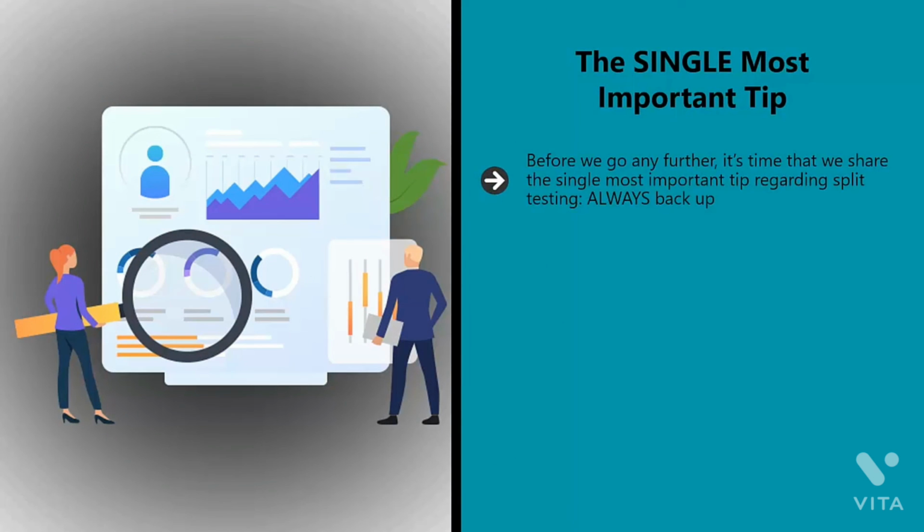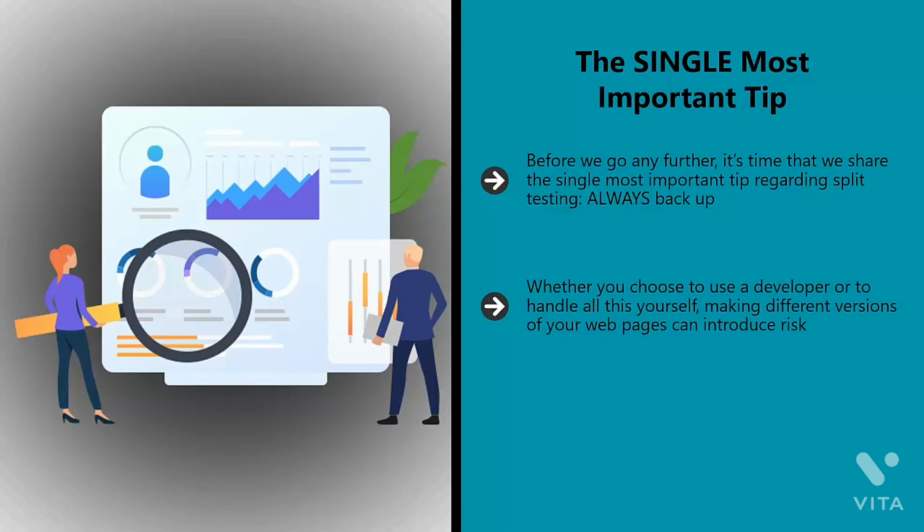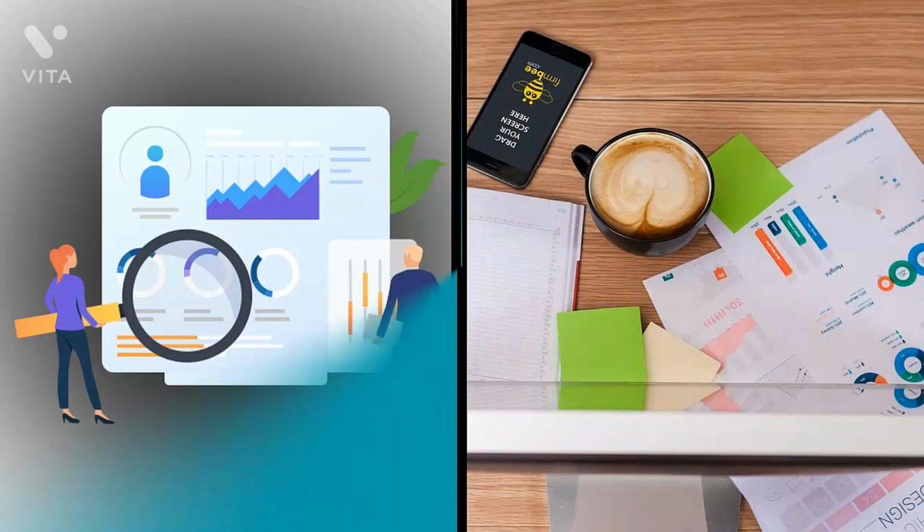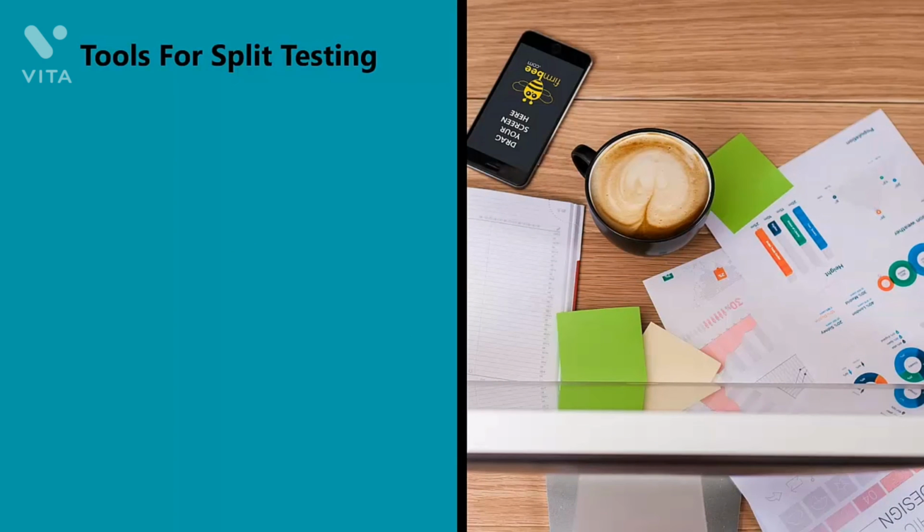The single most important tip. Before we go any further, it's time that we share the single most important tip regarding split testing. Always back up. Whether you choose to use a developer or to handle all this yourself, making different versions of your web pages can introduce risk. This is especially true when using the include method or others that actually alter the content on the original version of the page. So, make sure that you back up your site regularly and that you especially back up any pages you'll be tweaking.